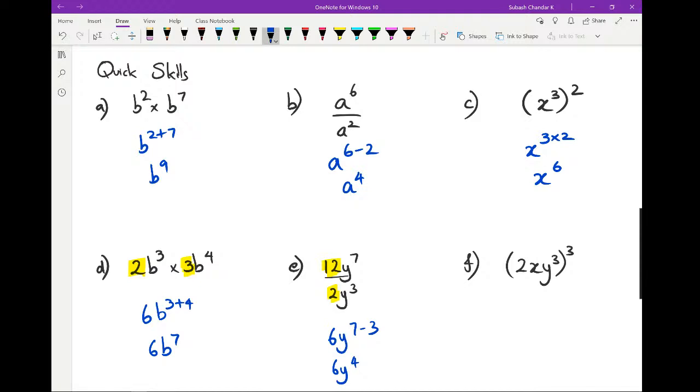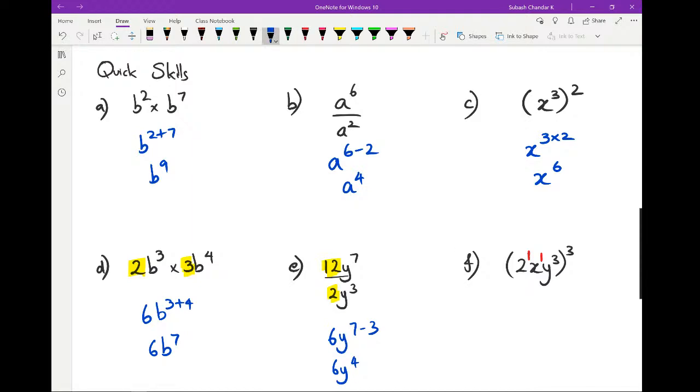Now, looking at question F, guys, and this is quite important with question F. You've got to remember that the 2 has a power of 1, and x also has a power of 1. I'll just do this question first, and then I'll answer your question, Jonty.